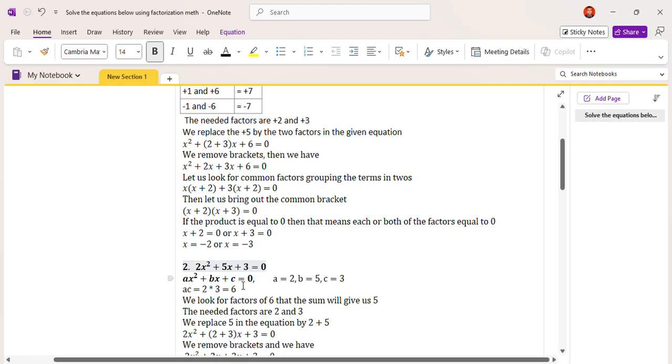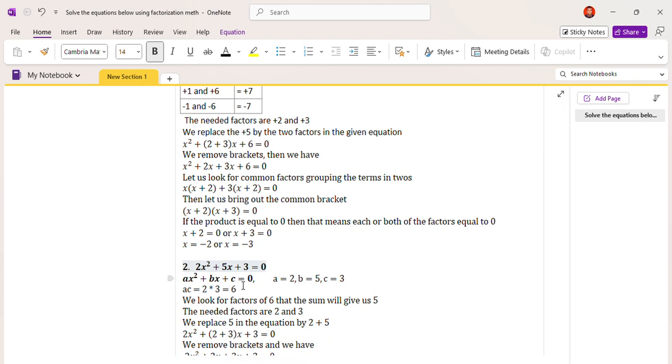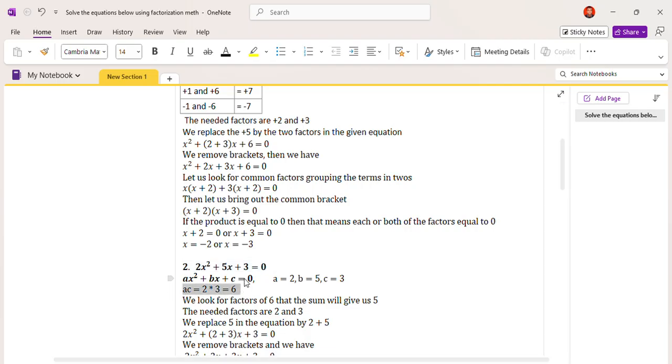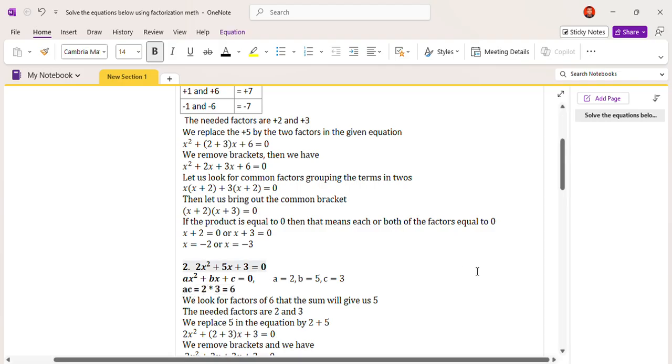Now, as I said in the first example, we were looking for factors of 6, but in this case, we are not going to be looking for factors of 3. Why? Because in this case, our a is different from 1. So we are going to be looking for factors of AC. AC means a times c. Our a is 2, our b is 5, our c is 3. So AC is 2 times 3, which is 6.